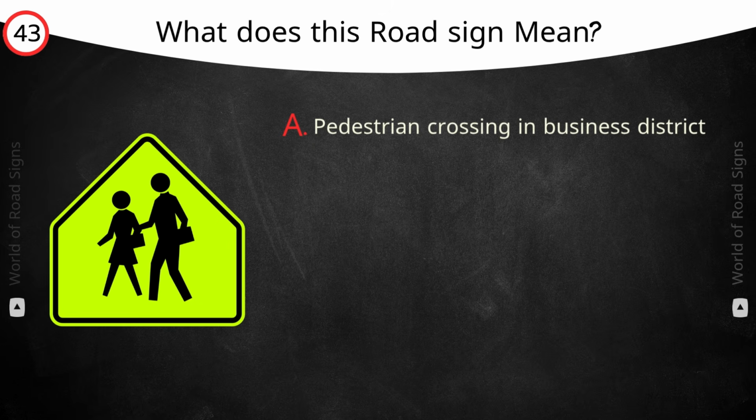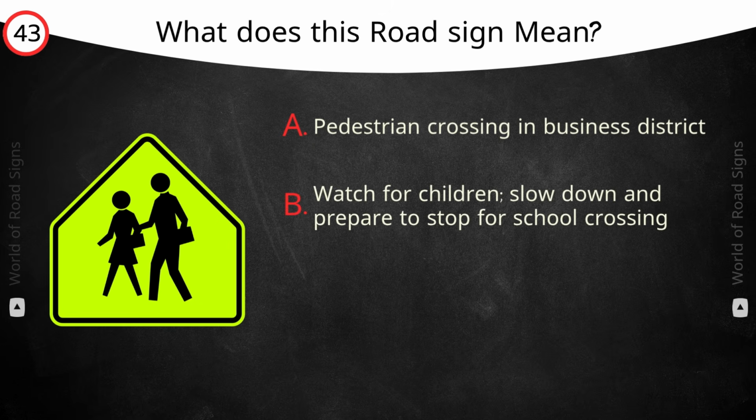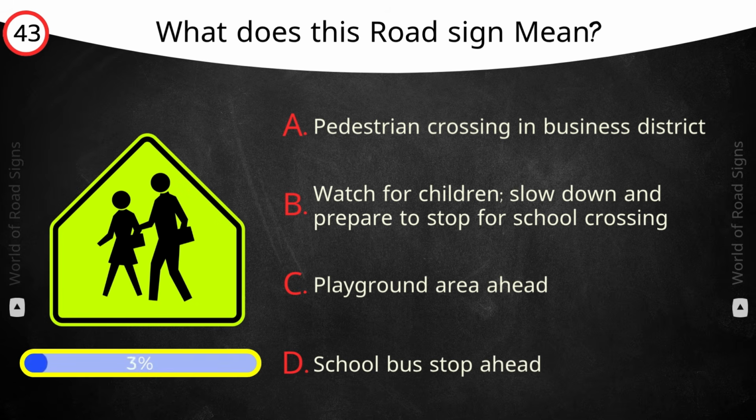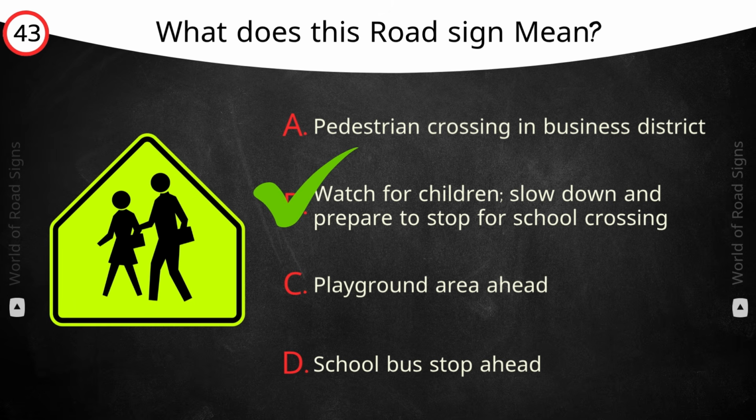Question 43. What does this traffic sign indicate? A. Pedestrian crossing in business district. B. Watch for children. Slow down and prepare to stop for school crossing. C. Playground area ahead. D. School bus stop ahead. Well done if you chose option B, watch for children, slow down, and prepare to stop for school crossing.